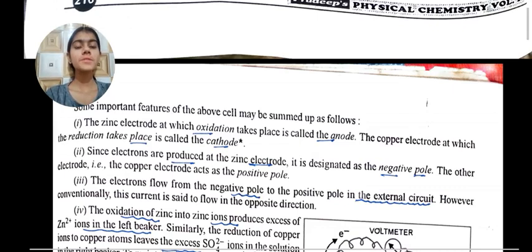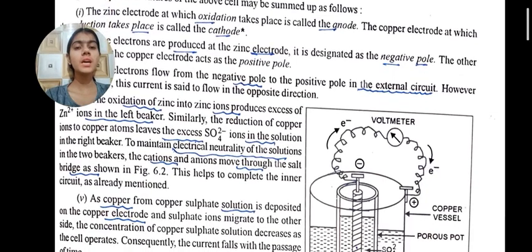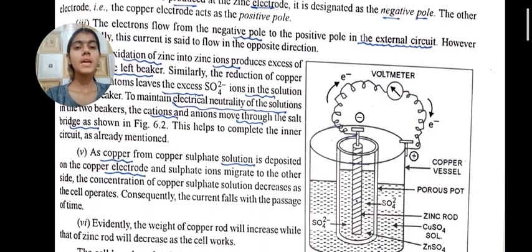The oxidation of zinc into zinc ions produces an excess of Zn2+ ions in the left beaker. Similarly, the reduction of copper ions to copper atoms leaves an excess of sulfate ions in the solution in the right beaker. To maintain electrical neutrality of the solutions in the two beakers, the cations and anions move through the salt bridge. This helps to complete the inner circuit as already mentioned. As copper from copper sulfate solution is deposited on the copper electrode and sulfate ions migrate to the other side, the concentration of copper sulfate solution decreases as the cell operates.